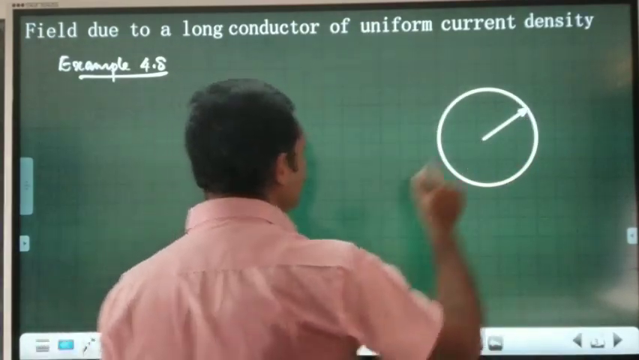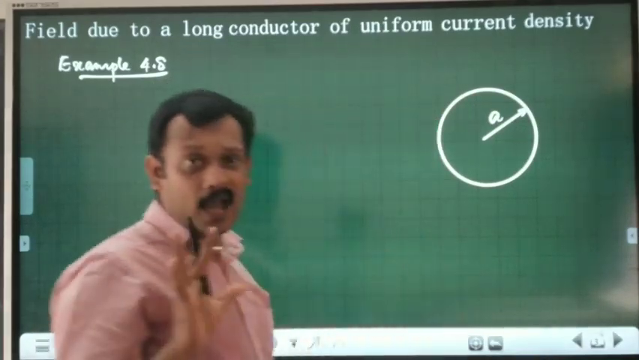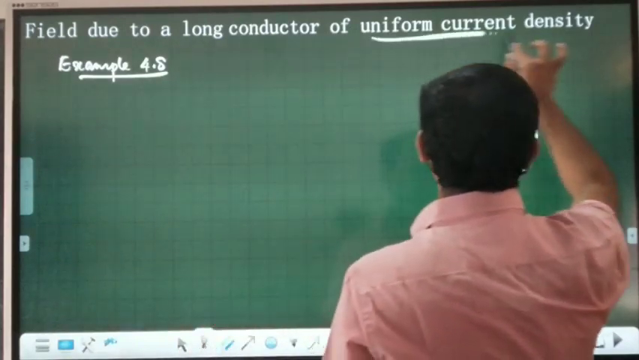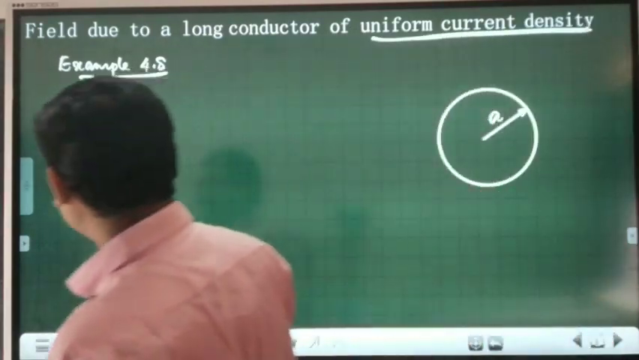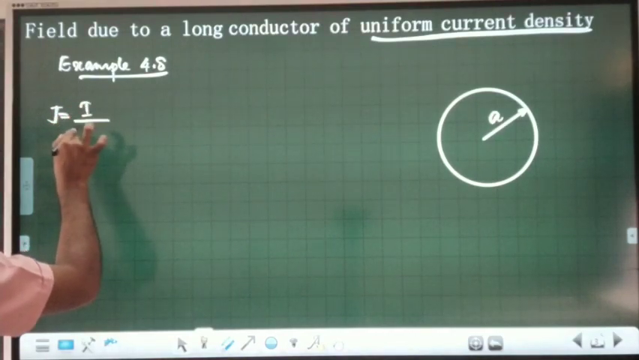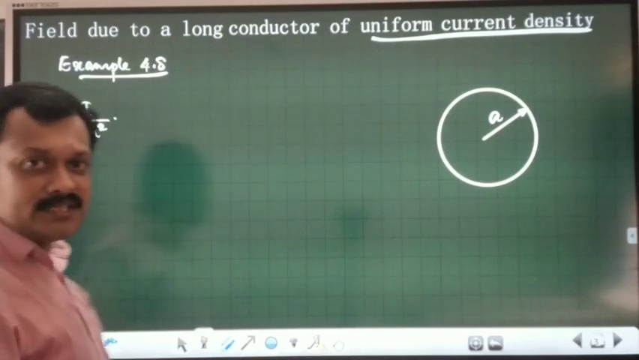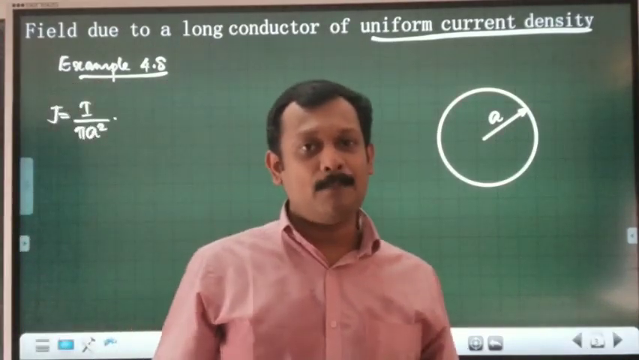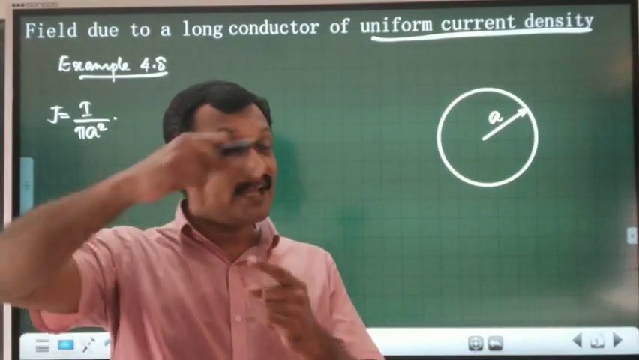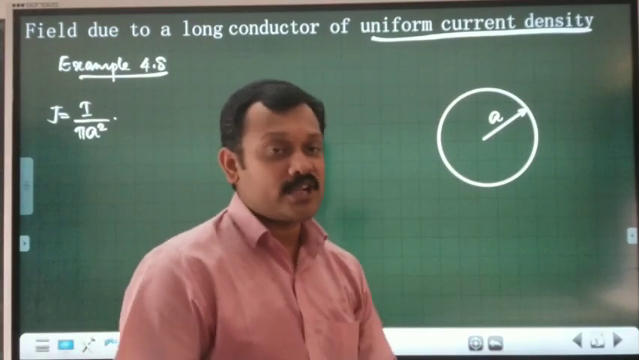The radius of cross section of this conductor is A, and it carries a uniform current I, such that its current density is a constant. So I will write current density J is equal to I divided by pi A square. What is I? It is the current enclosed by the cross section A.